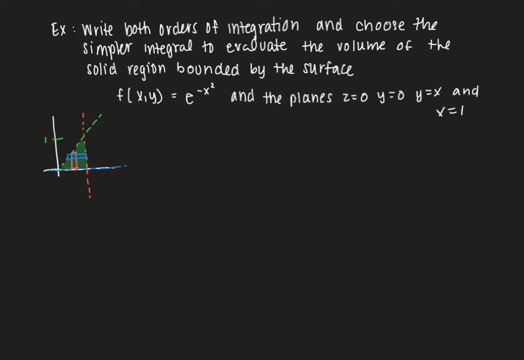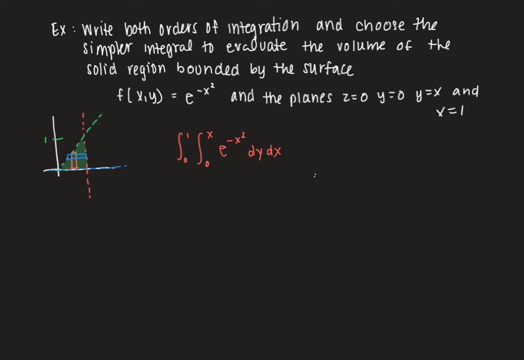Let's look at the boundary where the red rectangle is. Okay, so the red rectangle, you've got x goes from 0 to 1, and y goes from 0 up to that green line, which is y equals x, so 0 to x. So that'll be the integral of e to the negative x squared dy dx. So the red rectangle was a vertical rectangle, so that's with respect to y. Now let's look at the blue rectangle.